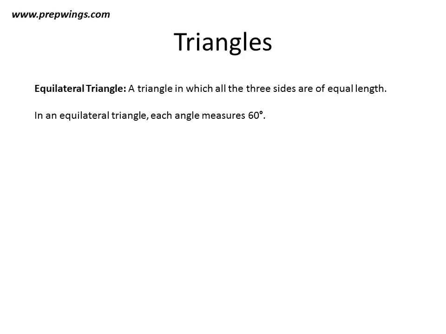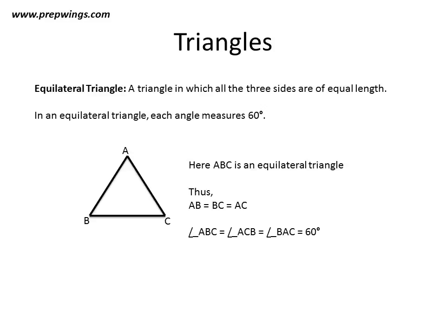Now we look at equilateral triangle. Equilateral triangle is a triangle in which all the three sides are of equal length and all the interior angles are also equal and all of them measure to 60 degree. Okay. So over here an equilateral triangle is shown, ABC. So if ABC is an equilateral triangle, then AB equal to BC equal to AC and angle ABC is equal to angle ACB equal to angle BAC, which is equal to 60 degrees.